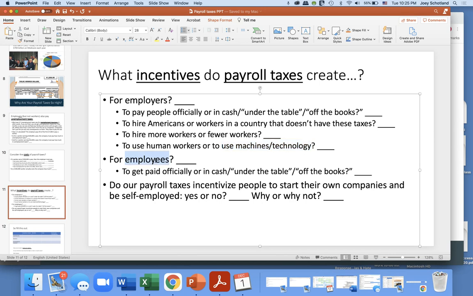And what about for employees, for the workers themselves? If you're going to get hit with these payroll taxes, does that incentivize you to get paid officially or in cash under the table off the books? Do payroll taxes incentivize people to start their own companies and be self employed? Yes or no? Why or why not?